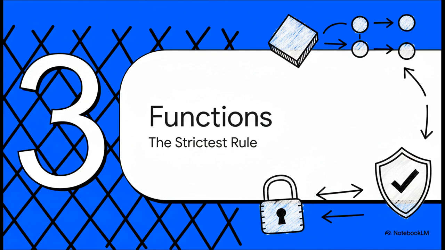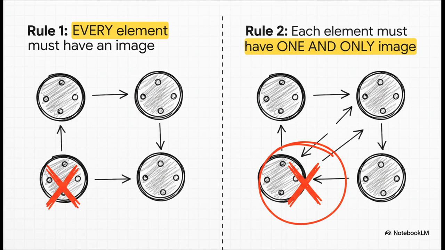These are non-negotiable. Okay, Bacho. Listen very carefully. These two rules are the most important part of this chapter. For a relation to get promoted to a function, it has to follow two rules. Rule number 1. Every single element in the first set, the domain, must have a partner. No one gets left behind. Everyone must participate. And rule number 2. Each element in that first set can have one and only one partner. It can't be two timing. It can only point to one place.